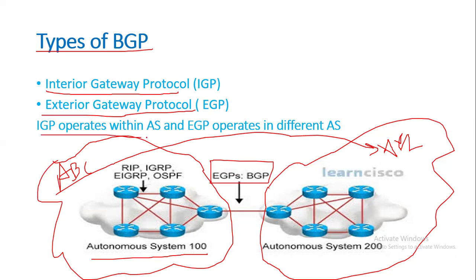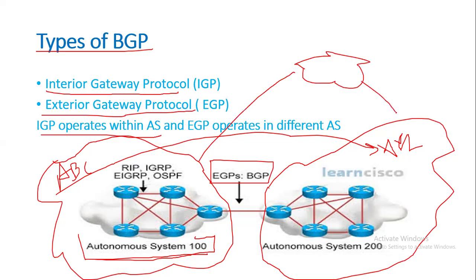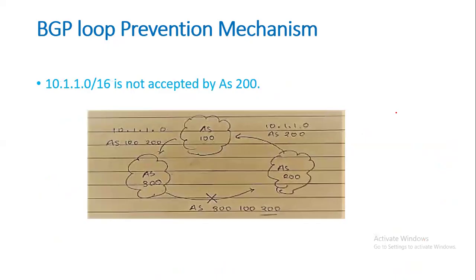That means IGP operates within an AS number, that is AS 100. But if we are talking about EGP, it will operate across different ASes, that is AS 100, AS 200, or one more AS number is also possible for the connection. So those are the types of BGP: interior gateway protocol and exterior gateway protocol. And we already saw the AD values, 20 and 200, for external and internal. Now one of the main features is the loop prevention mechanism.